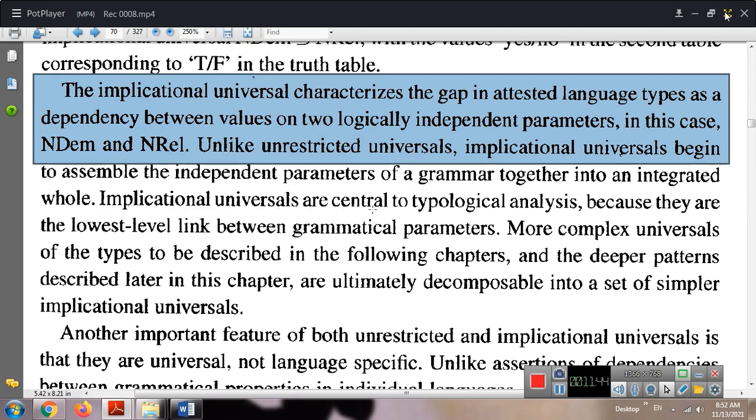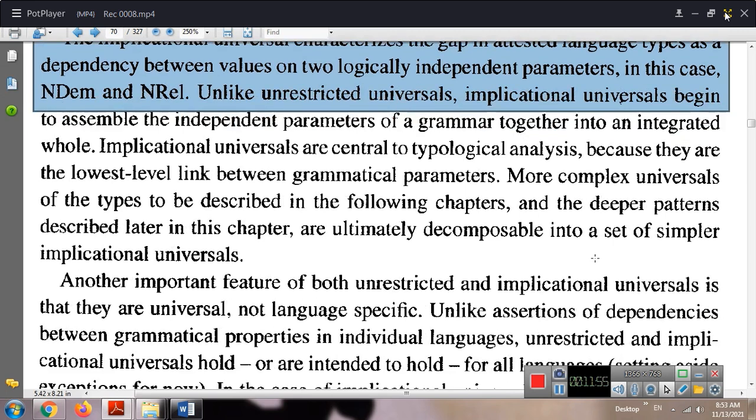Implicational universals are central to typological analysis because they are the lowest level link between grammatical parameters. More complex universals of the types to be described in the following chapters, and a deeper pattern described later in this chapter, are ultimately decomposable into a set of simpler implicational universals.